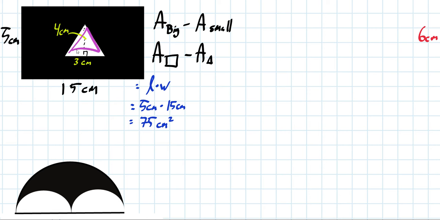So for the middle triangle, we need to know the formula there. The area of the small shape, the area of the triangle, is base times height over 2. In this case, the base is 3 centimeters. The height is 4 centimeters. Remember that those always need to be perpendicular to each other to help you identify them if you ever need to. So 3 times 4 is 12, divided by 2 is 6.